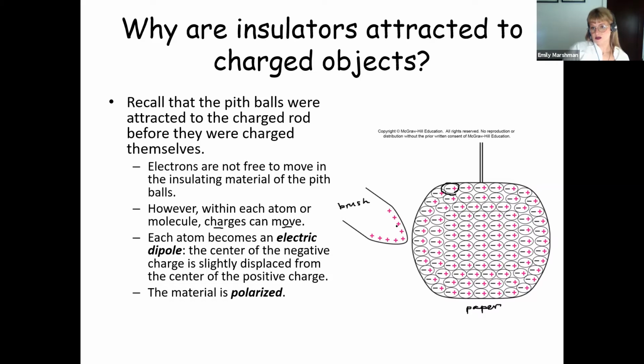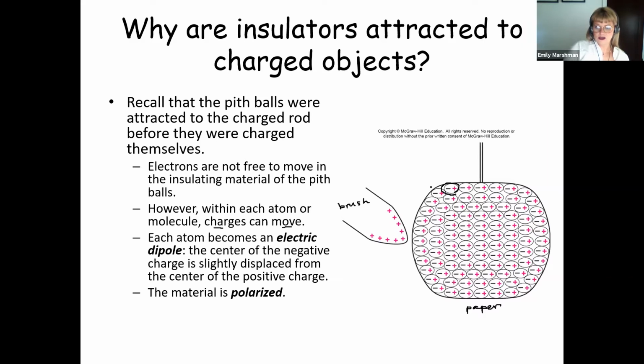So if I bring the brush, which let's just say was positively charged, nearby to the paper that's neutral, what it can do is polarize the material, the paper. The little electron in that atom wants to spend more time over here, which is closer to the brush, because remember, the negative electron is attracted to the positive charge in the brush. And that happens to all the atoms in the bits of paper.